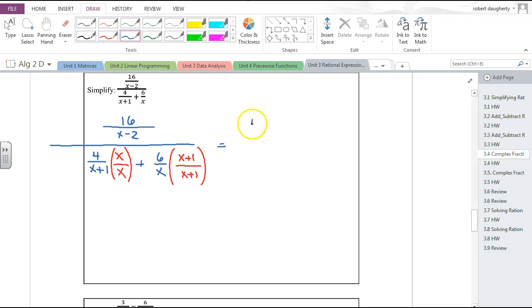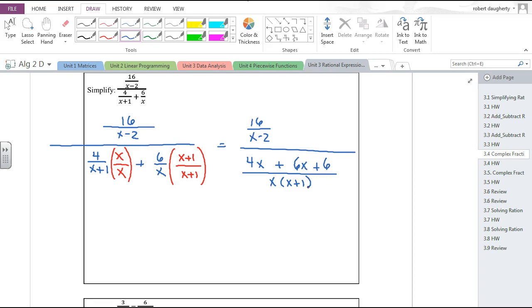So this turns into 16 over x minus 2. Okay. What happens here when I multiply the numerator? What do I get? 4x. So I'm going to have 4x plus, what happens when I multiply 6 times x plus 1? What is that? 6x plus 6. All of that over x plus 1. Okay. Is there anything that can be combined at this point? So what's 6x plus 4x? 10x. So this is 16 over x minus 2 over 10x plus 6 over x plus 1.